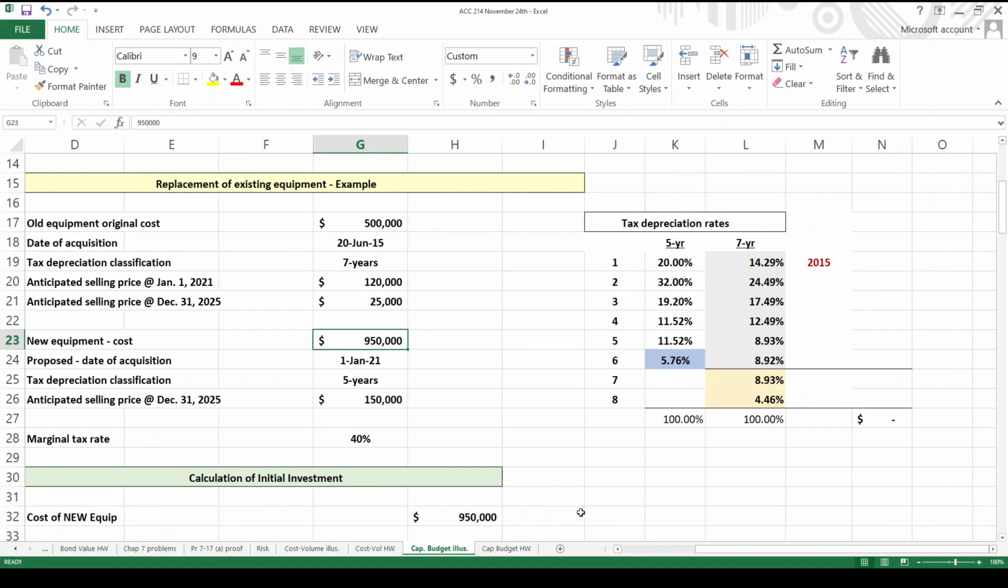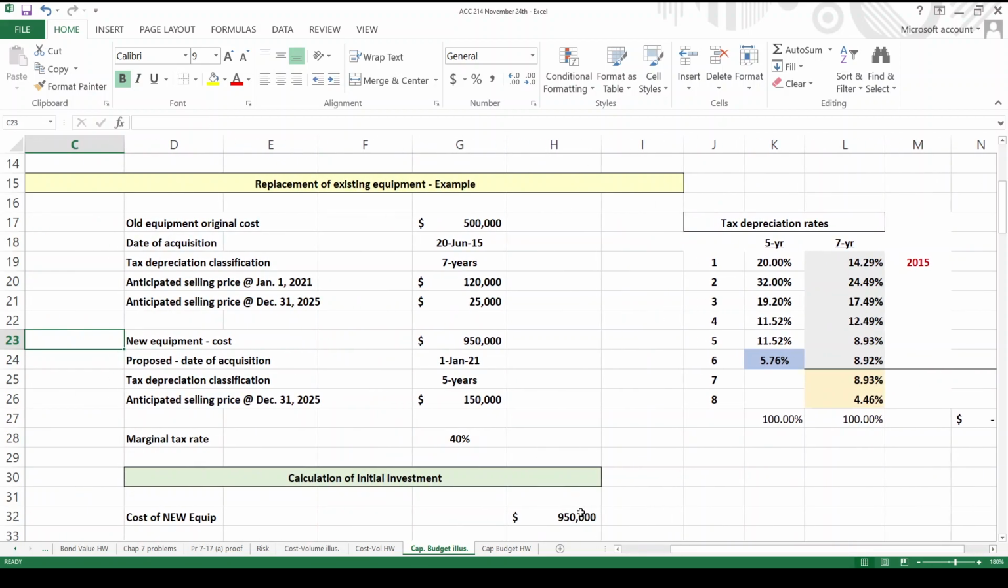Now, if we were going according to GAAP, we would say we got to calculate the book value of the equipment, but that's not what we're doing. We're calculating the tax basis. In other words, what is the undepreciated cost of the $500,000 that we spent on June 20th, 2015? All right, so the way that it works, we have to calculate the tax basis because that's what's going to determine what the taxable gain or loss is.